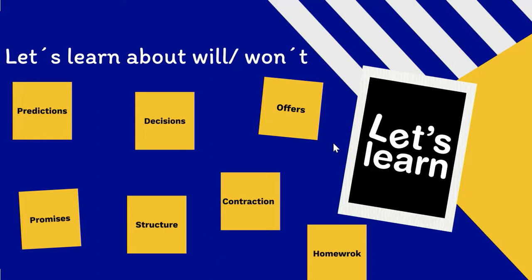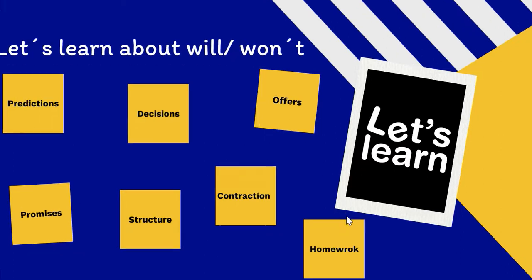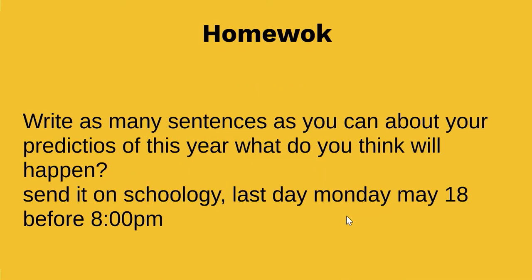Okay, that is the use of will, and here, as I told you, you have your homework. Your homework is going to be kind of easy. You are going to write in a Word document as many sentences as you can about your predictions. Remember, a prediction is something that we are not sure about. So your predictions for this year, what do you think will happen? Because we are not sure what is going to happen this year, so we are going to make predictions.